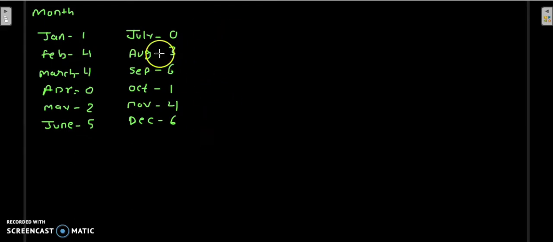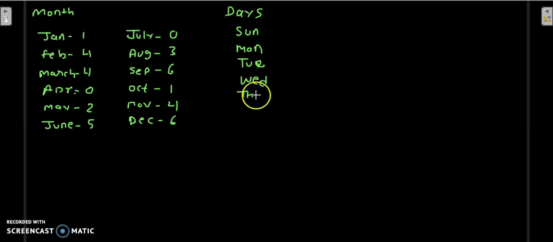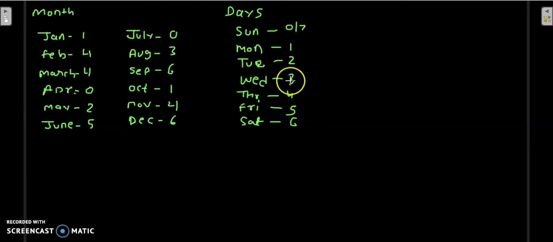After completing these months, the next thing that comes to mind is days. There are 7 days: Sunday, Monday, Tuesday, Wednesday, Thursday, Friday and Saturday. For this also you have to remember the code. For Sunday we take 0 or 7. For Monday 1, then 2, 3, 4, Friday 5 and Saturday 6. Understood? Start from 0, 1, 2, 3, 4, 5, 6, 7. Clear? Write down till here.